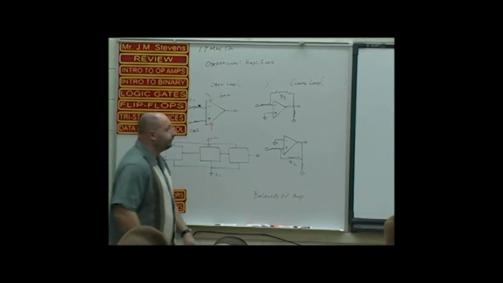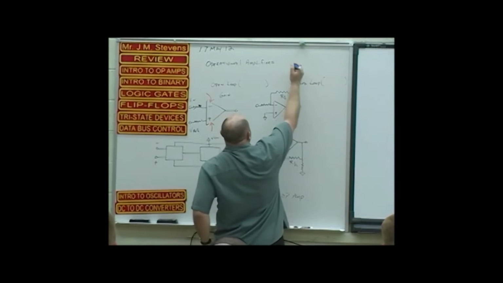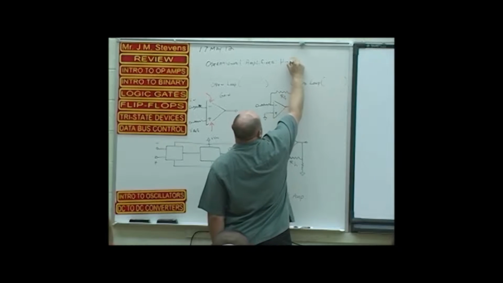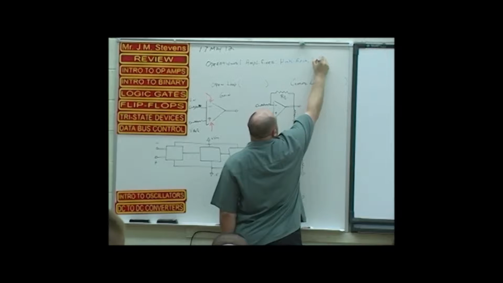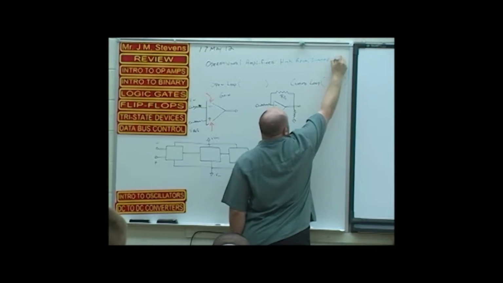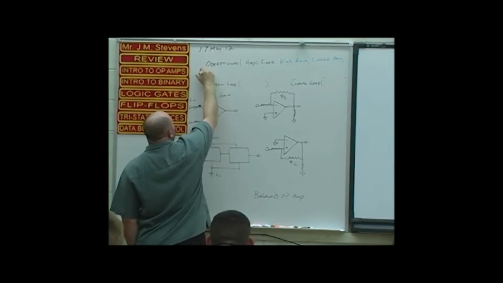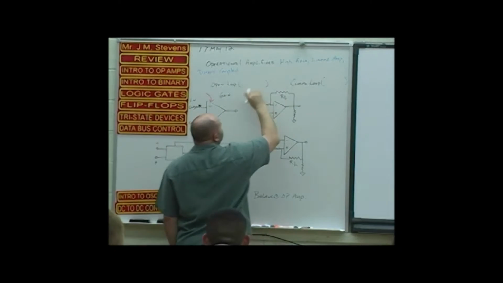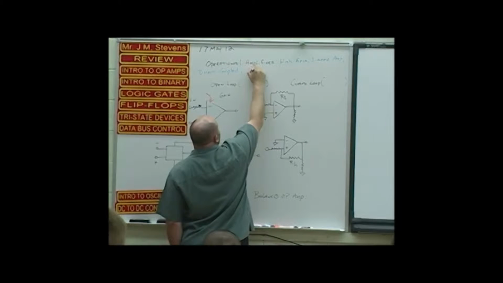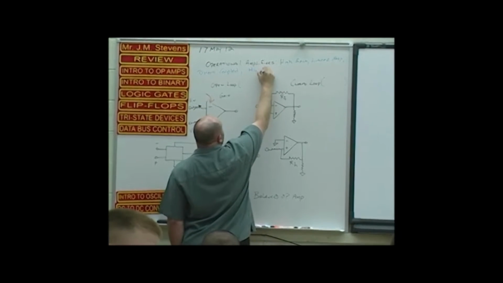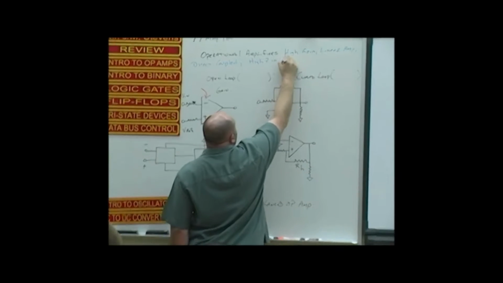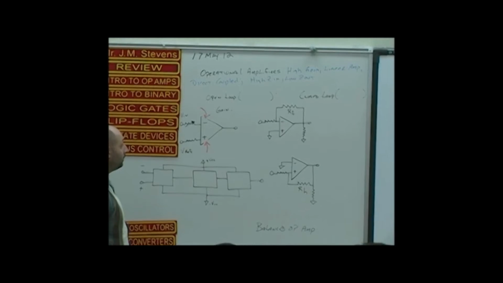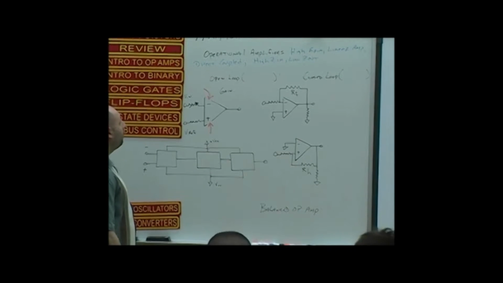Definition you need to know. One more time. An operational amplifier is a high gain linear amplifier. Its primary purpose is to provide high input impedance, and we have low output impedance. So: a high gain linear amp, direct coupled, high Z in and low Z out.